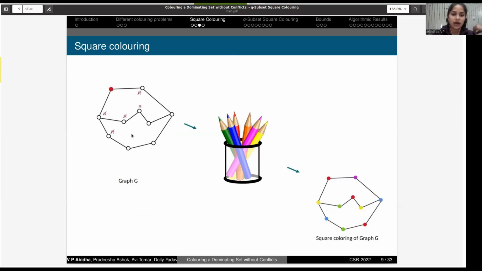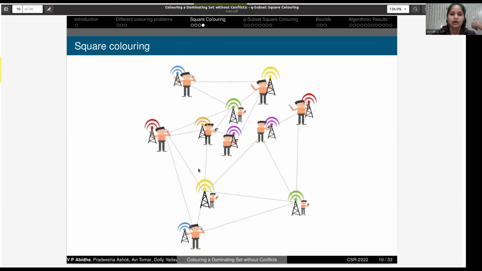Suppose we color this vertex using a red color, we cannot reuse that red again in the open neighborhood of that vertex and the vertices which are at distance 2 from that colored vertex. Now if we use the same coloring scheme for this application, then we need 6 colors. Each different color represents a different type of frequency.